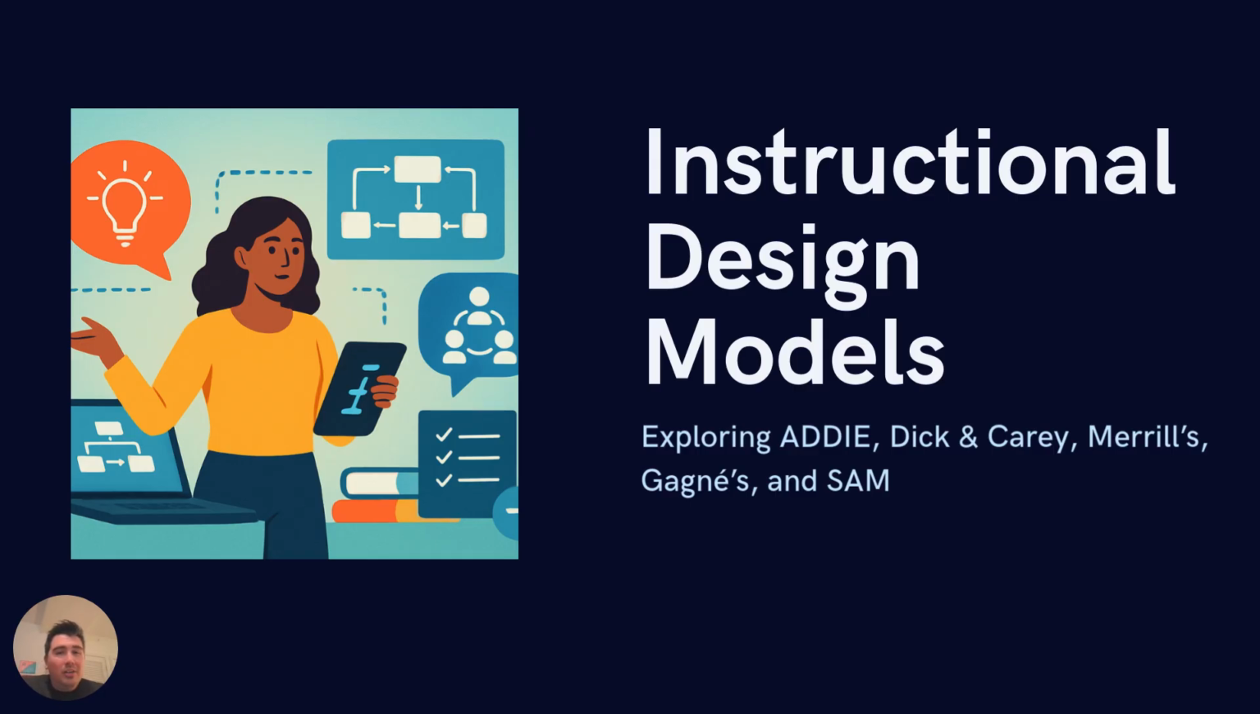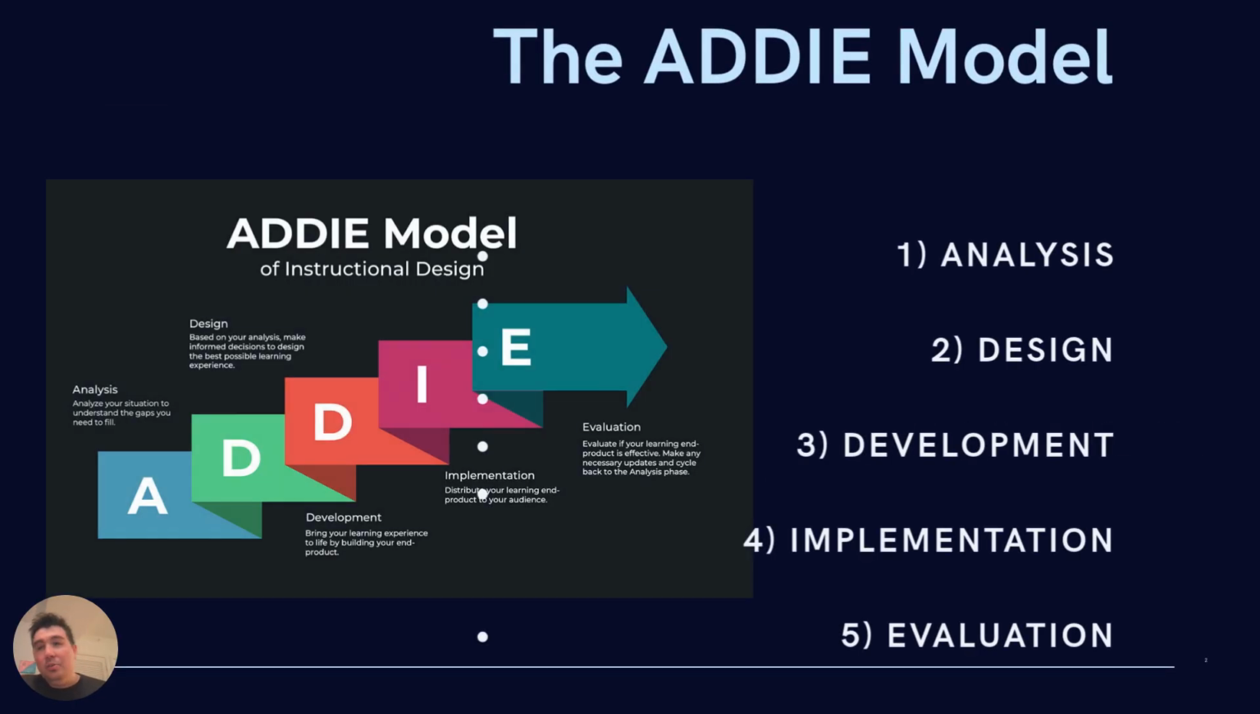So what we'll be really looking at in this presentation today are five different models: the ADDIE model, the Dick and Carey model, Merrill's First Principles, Gagne's 9 Events, and SAM, which is just the Successive Approximation Model. All right, so first we're going to start with the ADDIE model.